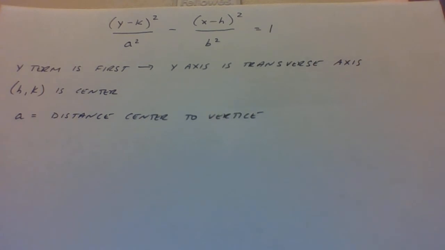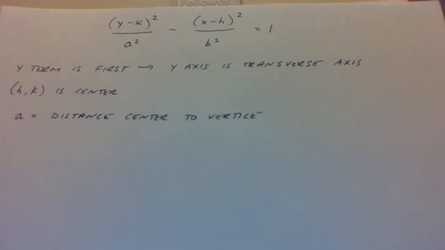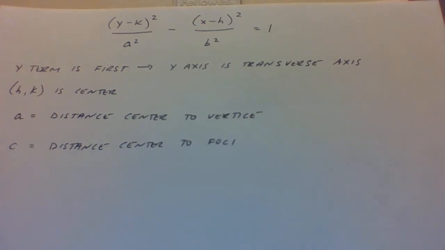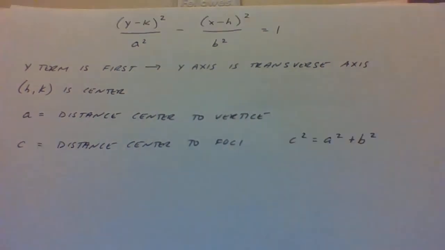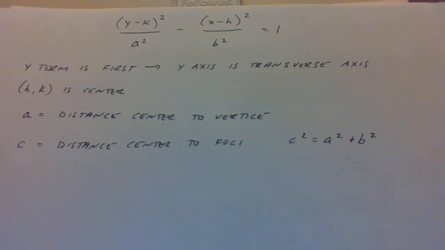(h, k) is going to represent your center, so make sure you're getting your h value from this x term. Remember, that's the x component to your center, and the k value will come from here in the y term. a is still going to represent your distance from the center to one of the vertices. c is still going to be the distance from the center to your foci. And you're still going to be using the equation c squared equals a squared plus b squared. Remember that you're going to need to add these two terms together and then take the square root to get your c value.